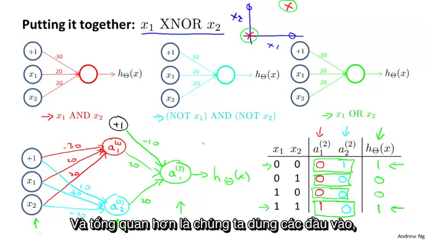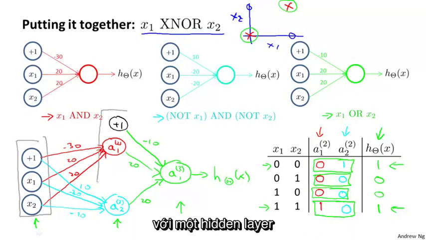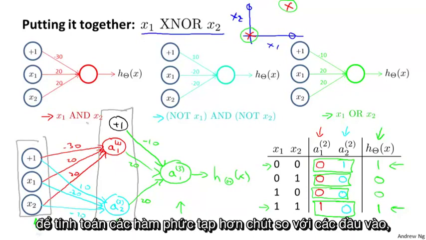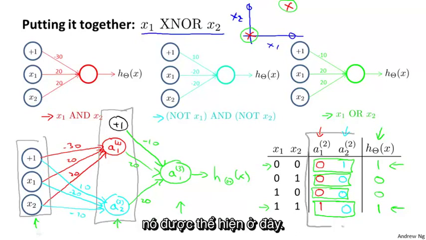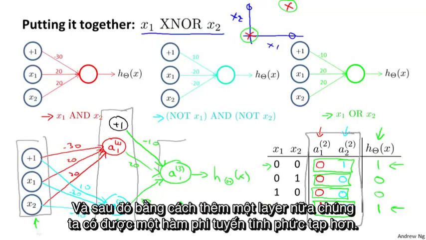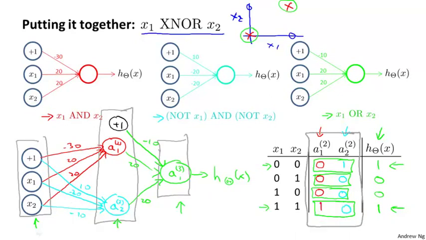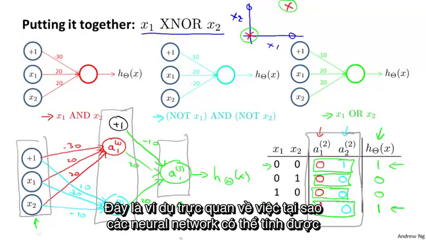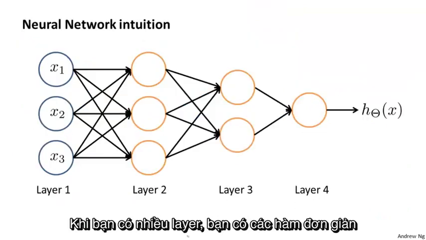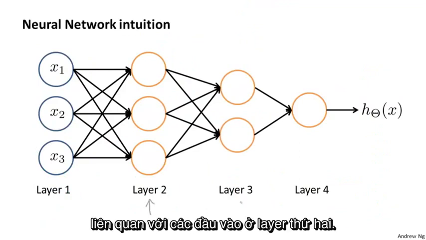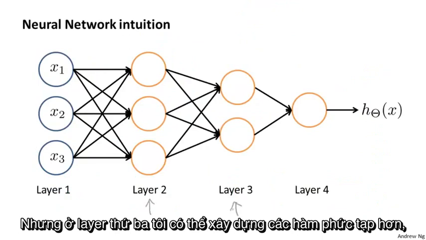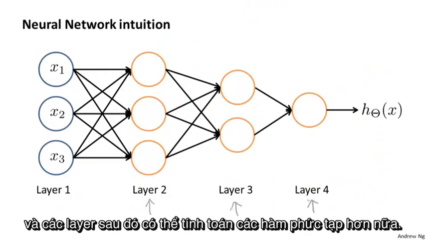And the more general intuition is that in the input layer, we just had our raw inputs. Then we had our hidden layer, which computed some slightly more complex functions of the inputs, as shown here. So slightly more complex functions. And then by adding yet another layer, we end up with an even more complex nonlinear function. And this is the sort of intuition about why neural networks can compute pretty complicated functions. When you have multiple layers, you have relatively simple functions of the input in the second layer, but the third layer can build on that to compute even more complex functions, and then the layer after that can compute even more complex functions.